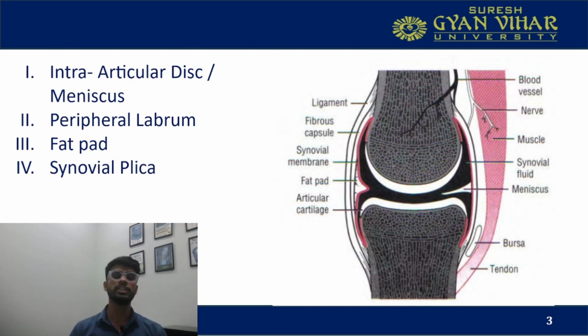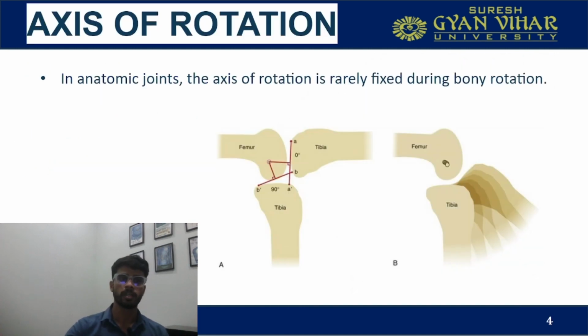These are 4 things which are present at some synovial joints, not all the joints. They serve a specific purpose wherever they are present. This also we have already discussed. Now moving on to today's topic, which is axis of rotation. So let's start first by understanding what is an axis of rotation.